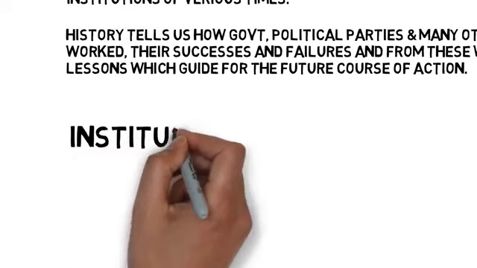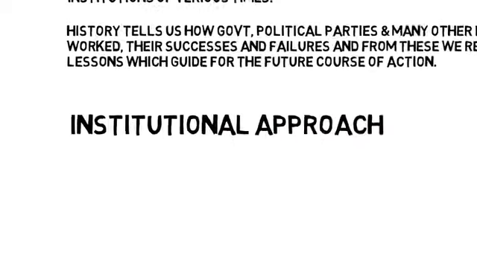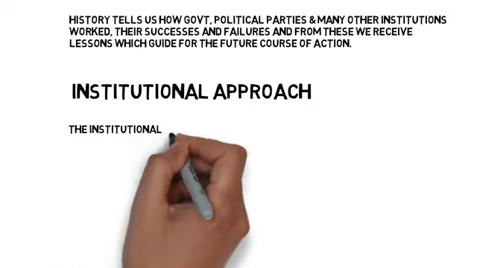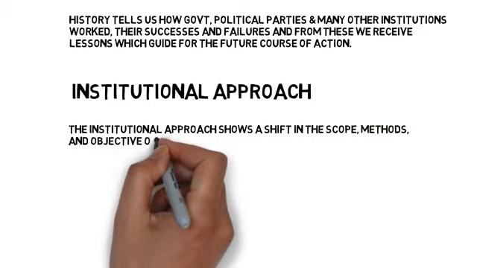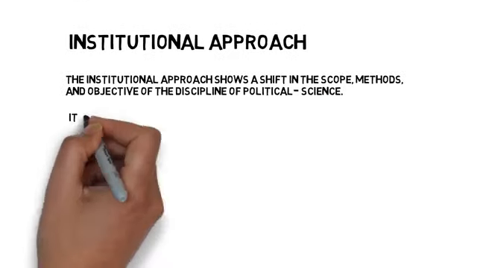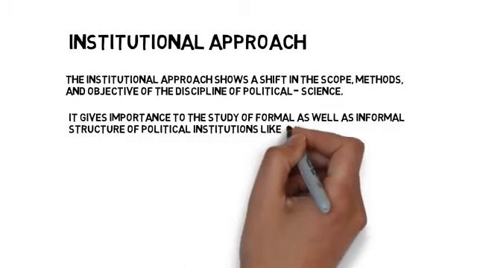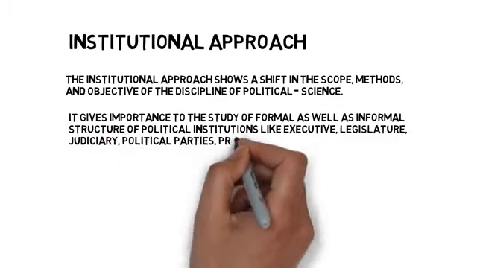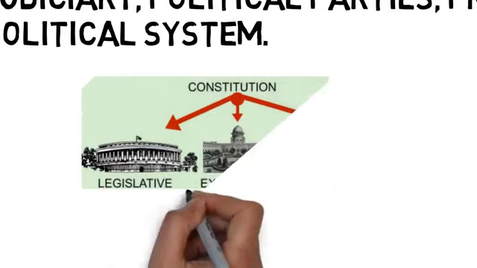And last, institutional approach. The institutional approach shows a shift in the scope, methods, and objective of the discipline of political science. It gives importance to the study of formal as well as informal structure of political institutions like executive, legislature, judiciary, political parties, pressure and interest groups, etc.